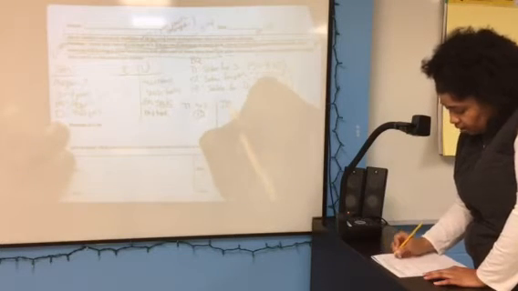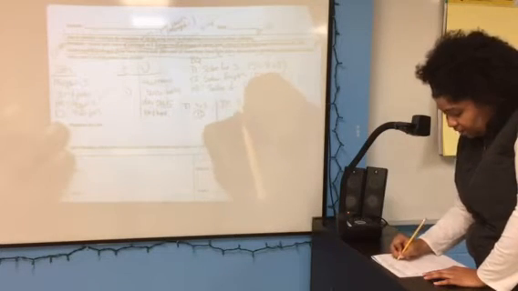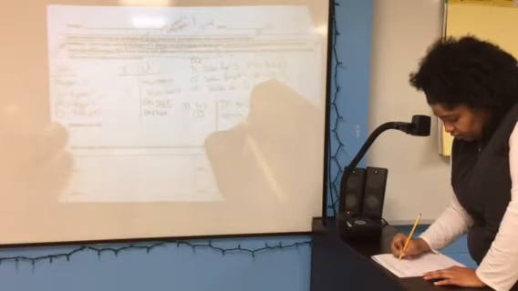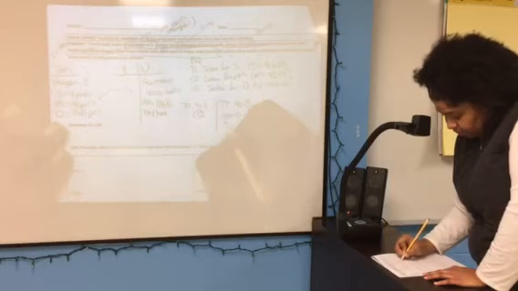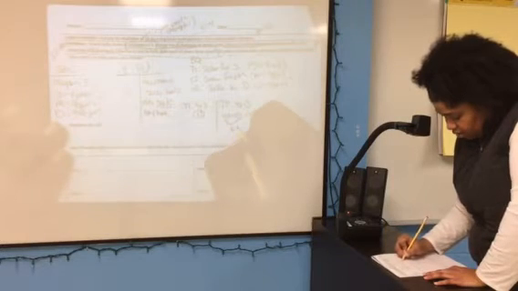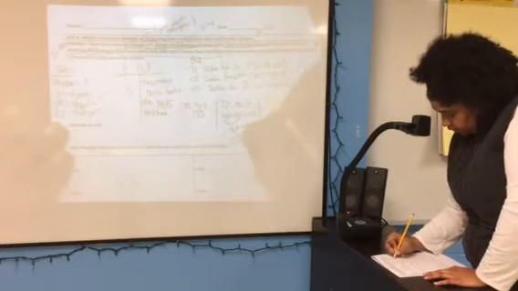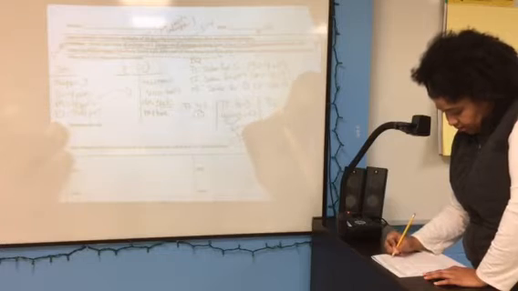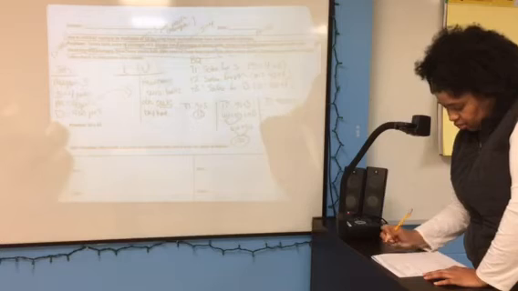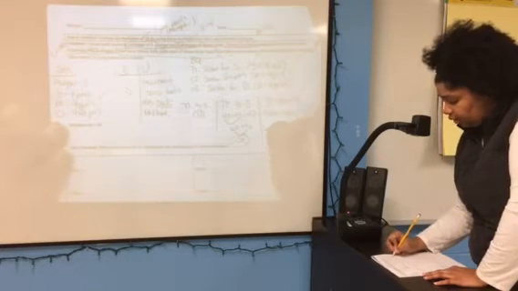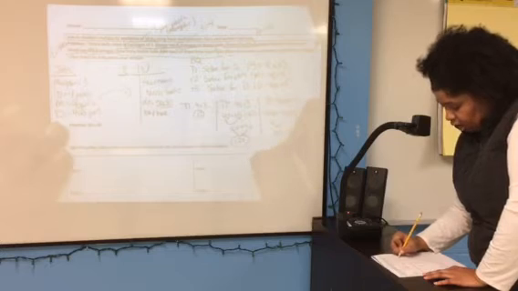Task 2. Ooh, 40 times 3. Well, I could go 40 plus 40 plus 40. 40 plus 40 is 80, plus another 40 gives me 120. So I feel good about that. All right, whoa, task 3. Let's see, 400 times 3. All right, well, same thing. I could do 400 plus 400 plus 400. That gives me 800.